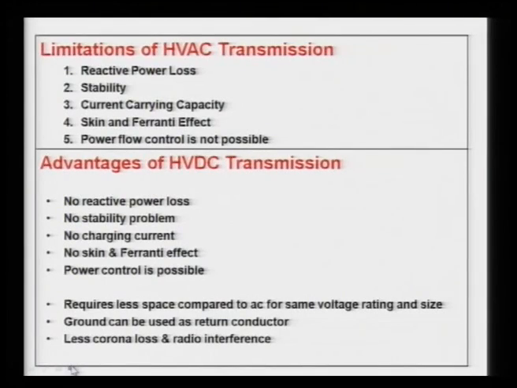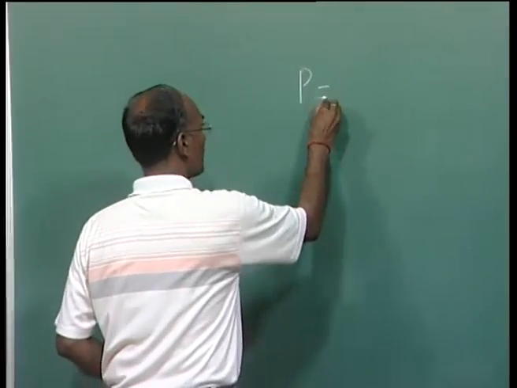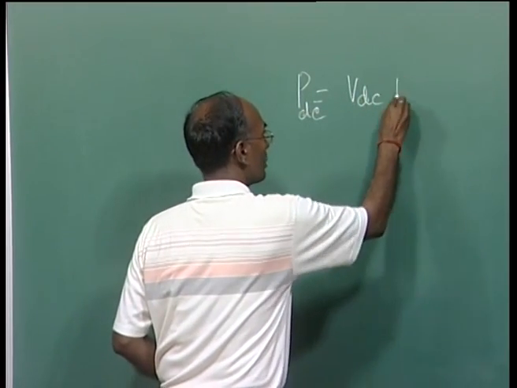Another limitation was charging, and here there is no charging, so we can go for as long DC cables and DC transmission lines as we like without any problem. Similarly, there is no problem of the skin effect or the Ferranti effect. These arise due to capacitance or due to the flux linkage of one conductor with another, so they do not arise in the DC transmission system. The major problem of the AC system was power control. That can be eliminated, meaning we can control the power very efficiently in an HVDC transmission system. As you know, in the DC system, P is nothing but VDC into IDC.